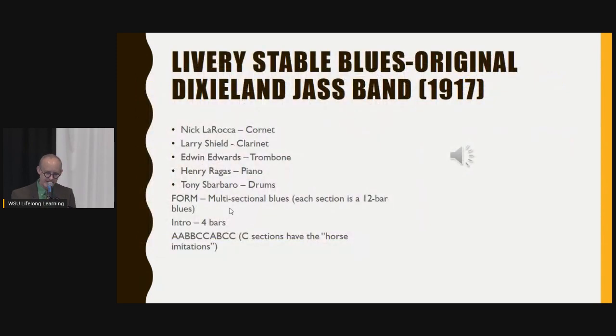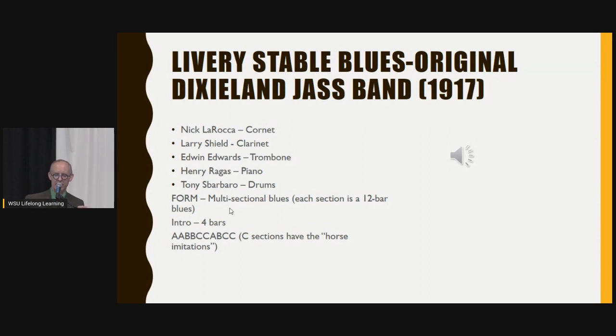So we're going to listen to this. This is it. This is the very first jazz recording. Some people will dispute it, but this is it. And what you're going to find is it's kind of interesting. It's a mixture of a ragtime multi-sectional thing where you have different thematic elements. You can see it at the bottom: A, B, B, C, C, A, B, C, C. The C sections are easy to recognize because they make animal sounds.